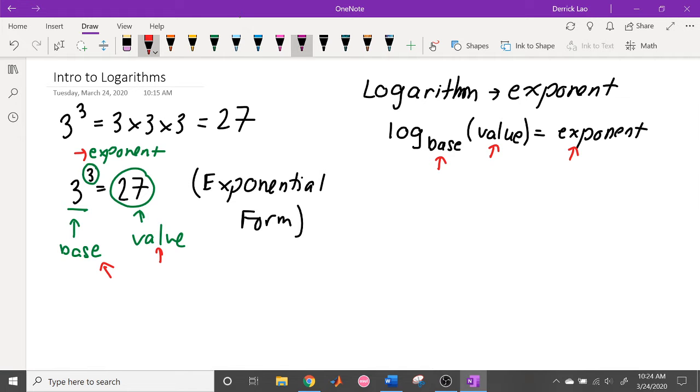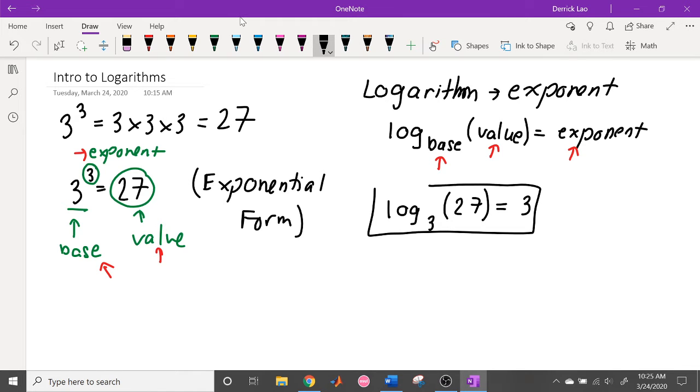So for this problem, let's look at this. It's going to be log, the base is 3, of the value, my value here is 27, and then the exponent is also 3. So this is our answer to put it into logarithmic form. And the way we say it is we say log base 3 of 27 is 3.